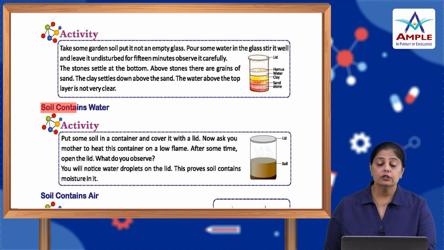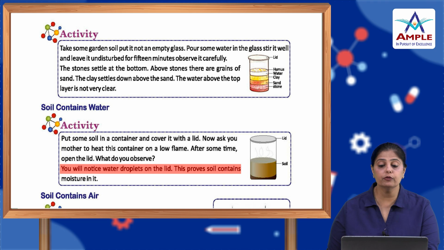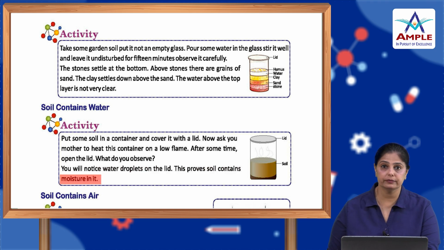So, soil contains water. In order to find out that the soil contains water, we need to do this activity. You have to put some soil in a container and cover it with a lid. Now, ask your mother to heat this container on a low flame. After some time, open the lid. What do you observe? You observe that water droplets are there on the lid. This proves soil contains moisture in it.